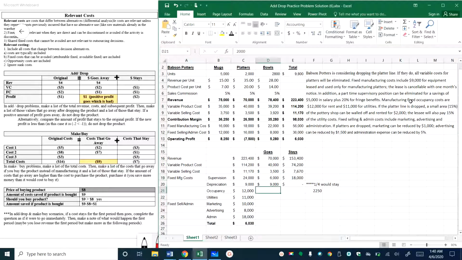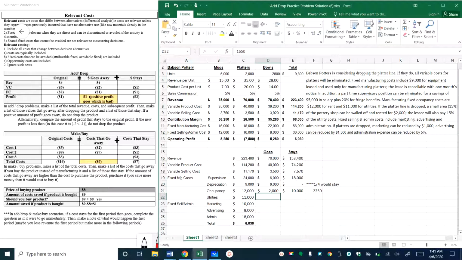And occupancy, so it says that you pay $12,000 for rent and $11,000 for utilities. It says if the platter line is dropped, a small area, 15%, can be walled off and rented for $2,000. That means we're going to get back $2,000 of the rent. Some people would focus on the 15%, but it doesn't matter how much the rent is actually worth. If we can sell it to them for $2,000, then we're going to get $2,000 back, no matter what it was actually worth. So because we made $2,000 back, we only have to keep $10,000 in that cost.